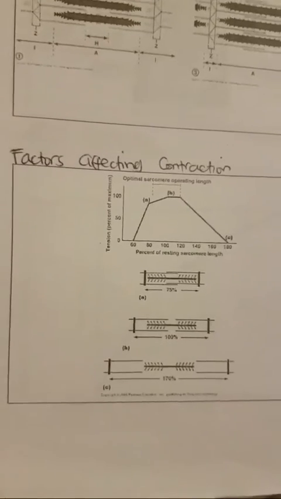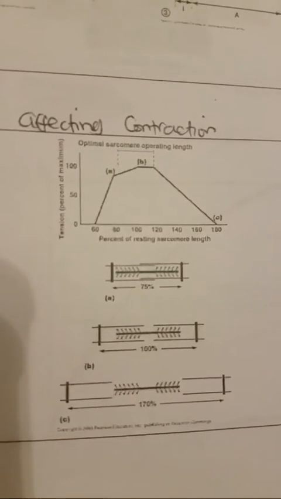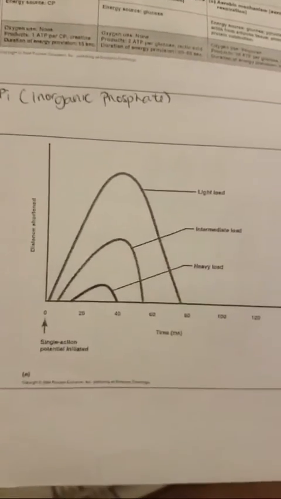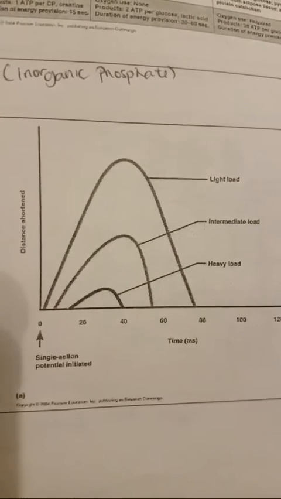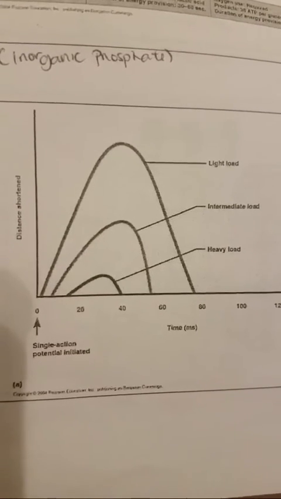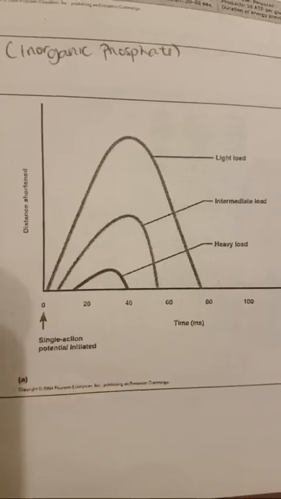Then we have the factors affecting contraction. So, optimal sarcomere operating length. You're still seeing the H line, A line, Z line, I band, A band. So, single action potential initiated. There is an example for light load, intermediate, and heavy load. Then we have another example here.